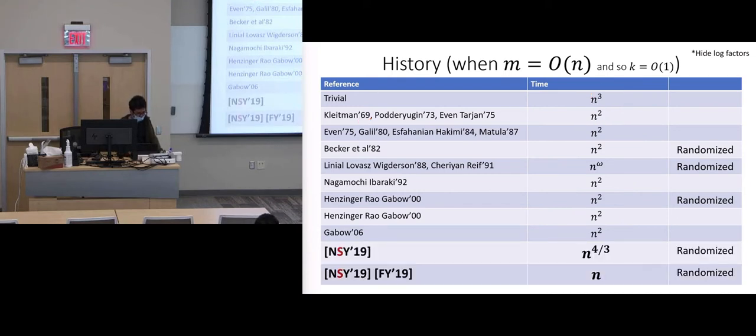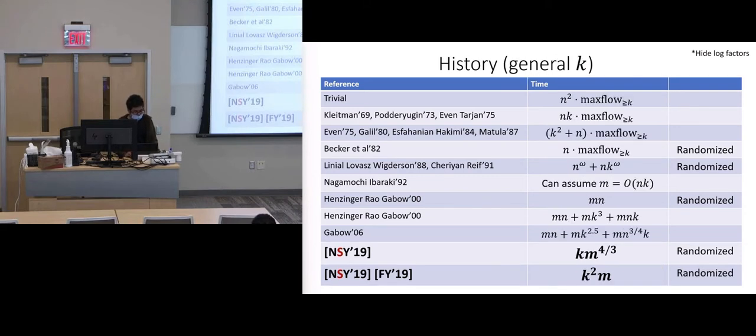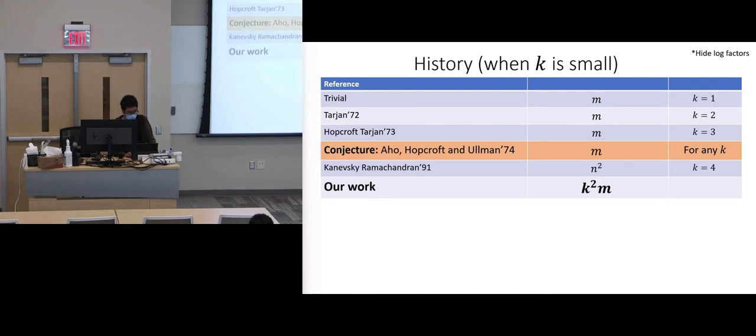But the algorithm I showed you takes time m k squared, and when the graph is sparse, we know that k is going to be constant too, and this is now linear. So this very simple technique can make progress on something that people were stuck on for 50 years. Right, so I just want you to appreciate it.